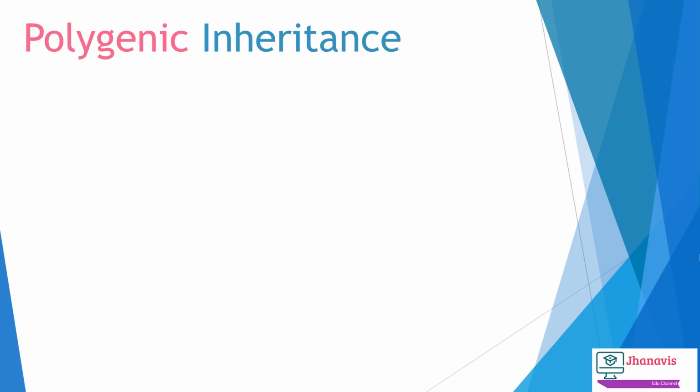Let's talk about polygenic inheritance. So what is polygenic inheritance? The word itself says it again: many. Many means poly. So many genes will interact with one another to produce polygenic inheritance. It is a quantitative type of inheritance. Remember, it is a quantitative type of inheritance. That means it depends upon the number of dominant genes.